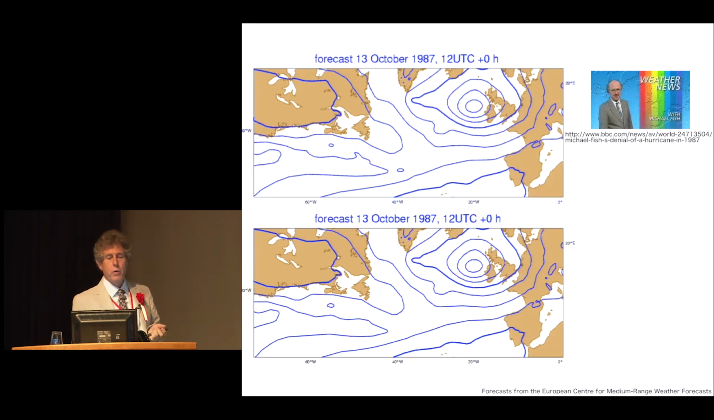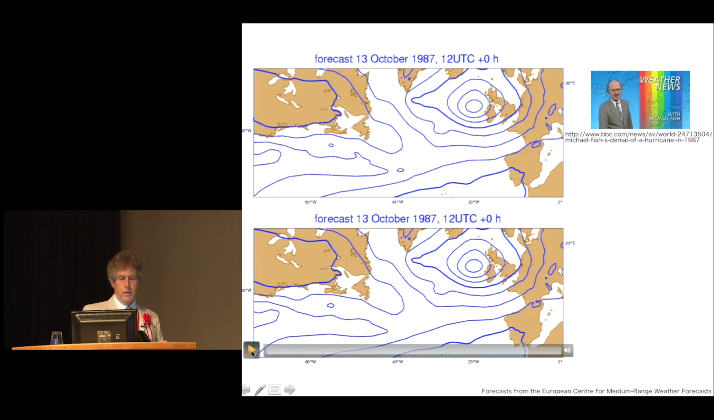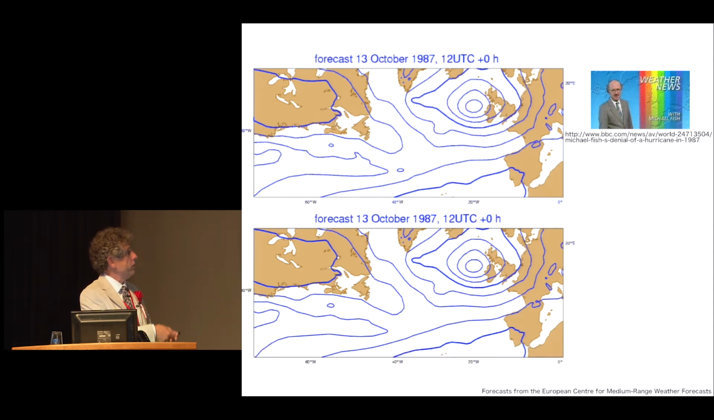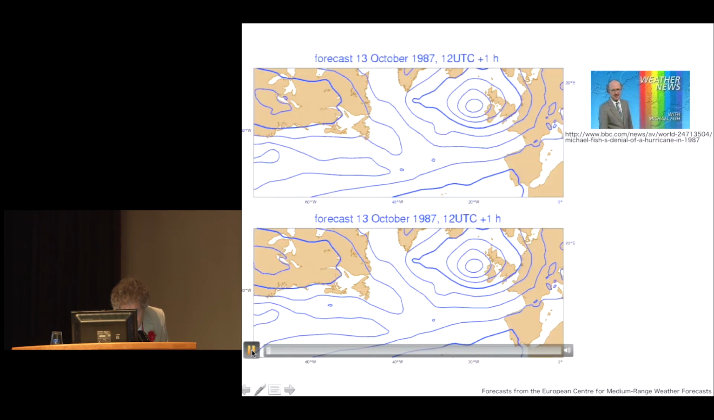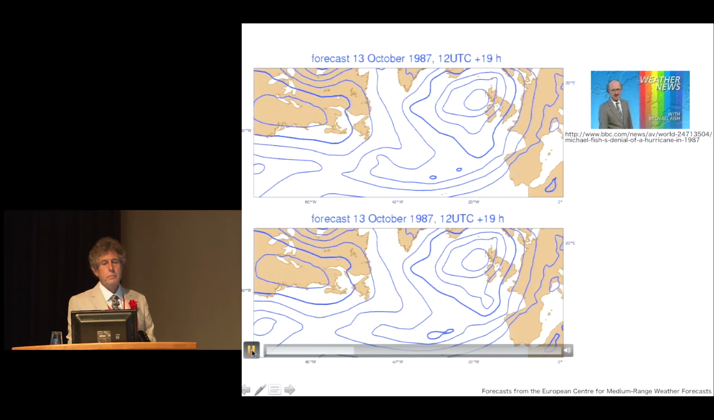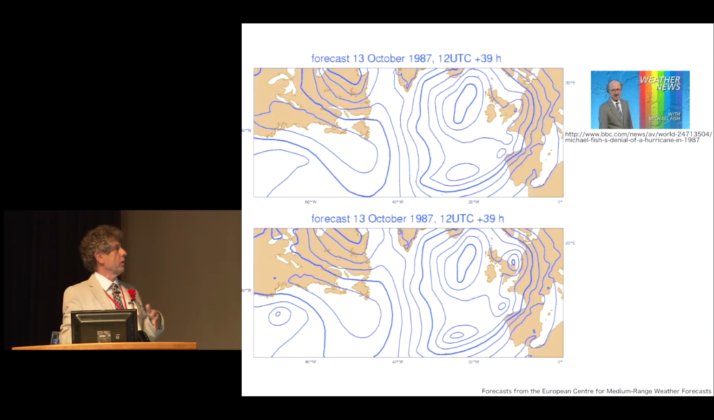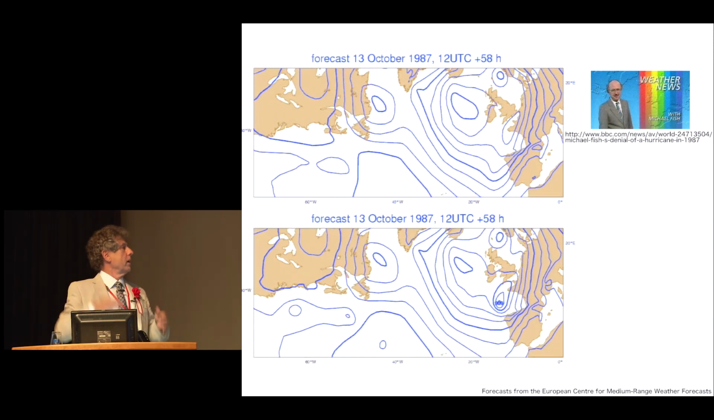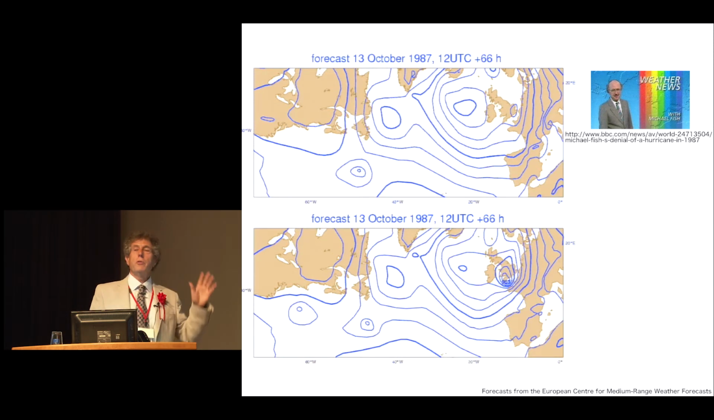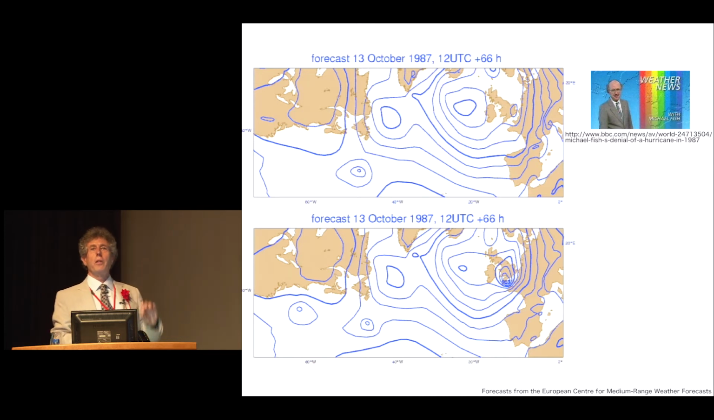What I'm going to do is take a weather forecasting model and evolve both of these states forward in time by roughly 2 days, just over 2 days. I hope I can get this to work. Here we go. So my weather forecast model is evolving this forward into the future. And we're going to stop on the day where this very famous weather event occurred.